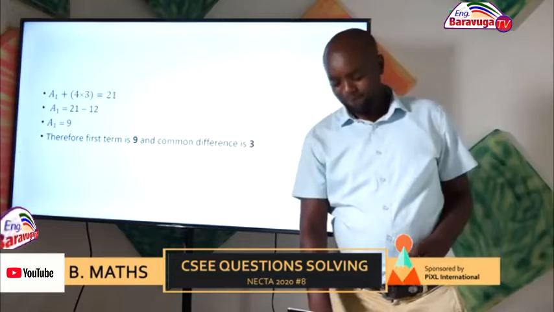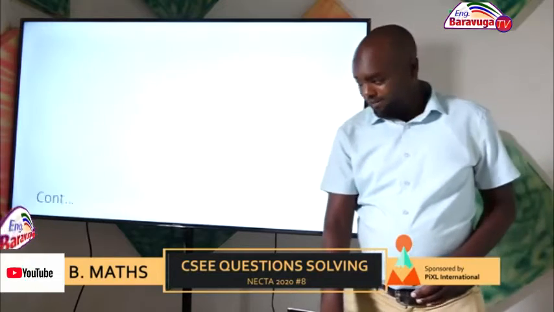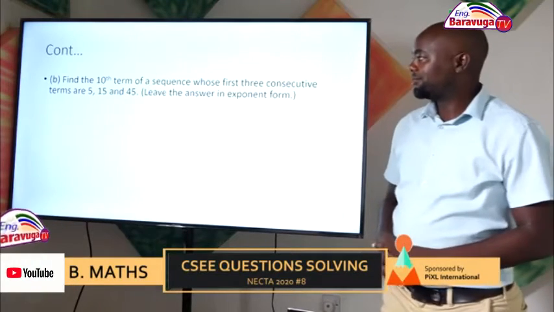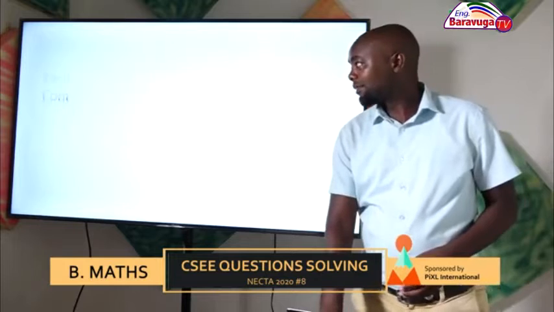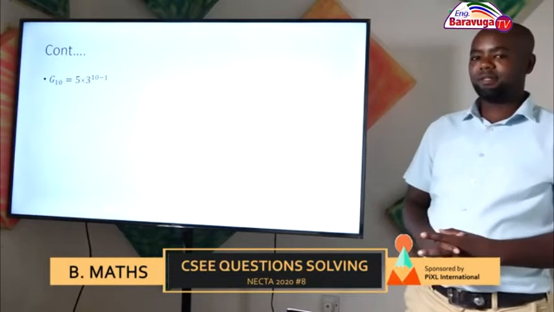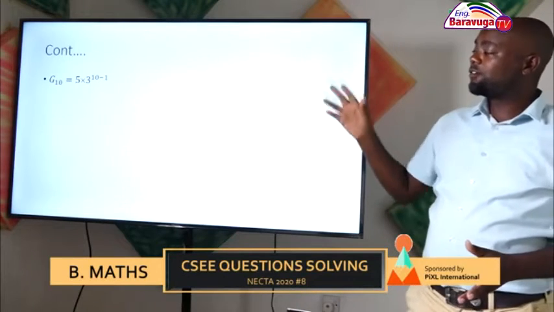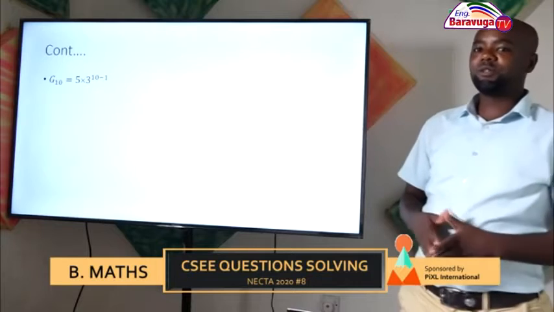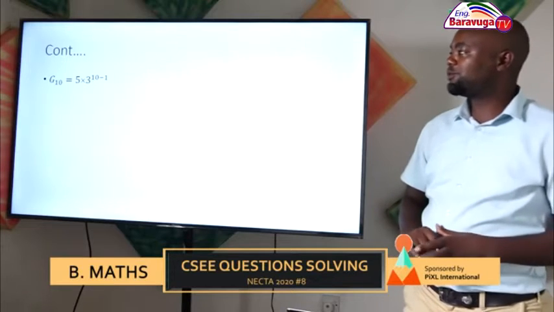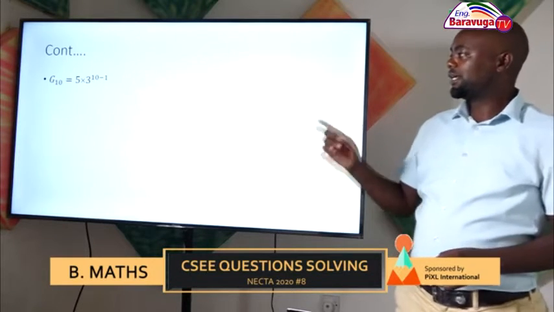Now we are moving to part B according to our question. Part B is this one here. Also, let us read it together. Find the 10th term. That is, we are asked to find the 10th term. So since we are asked to find the 10th term, our general formula is Gn is equal to G1 times r exponent n minus 1. So you are supposed to substitute the value of n. The value of n is 10. So instead of putting n, we put 10.